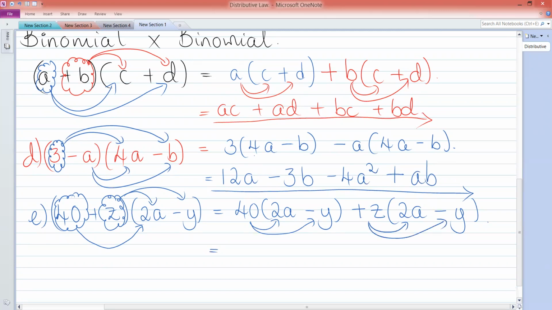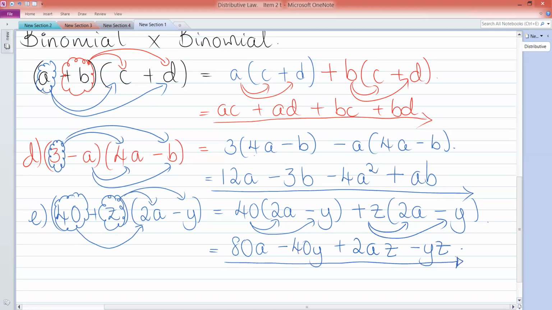So 40 times 2, I know that gives me 80. We have an A there. Then 40 times negative Y, that's negative 40Y. 2A times Z, that's plus 2AZ. Then negative Y plus Z becomes negative YZ. There we go.